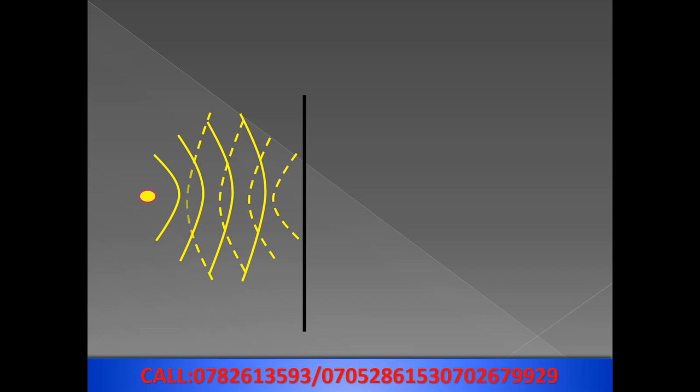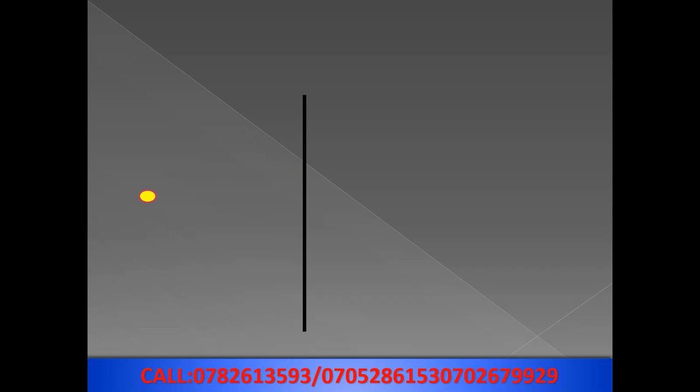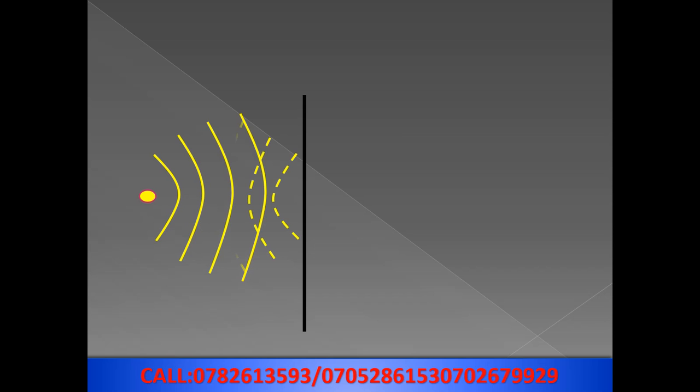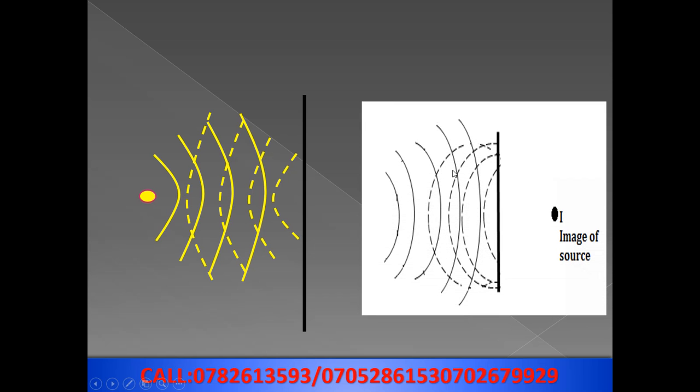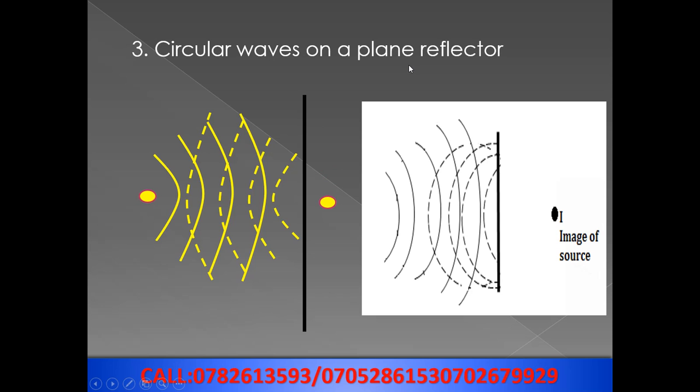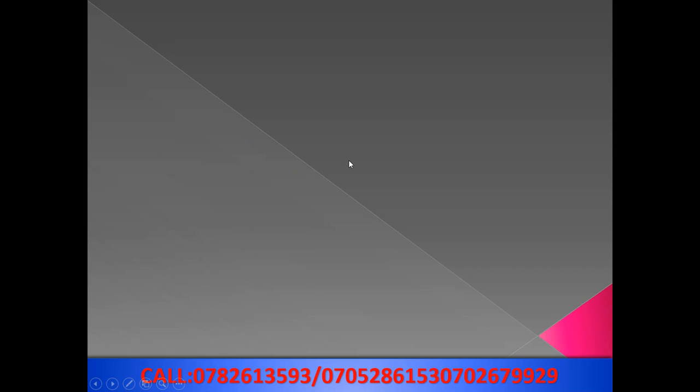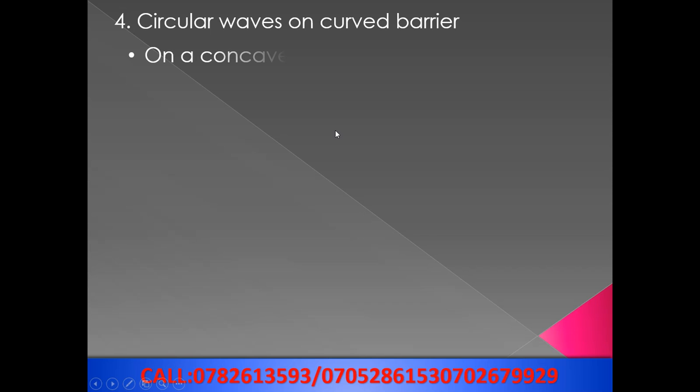And all this is observed in the ripple tank. On the screen of the ripple tank, they come and they are reflected back like that, giving us this kind of diagram if you have to draw in our book. So this is how the circular waves are reflected on a plane surface. So look at circular waves on a curved barrier. How are they reflected on a curved barrier?